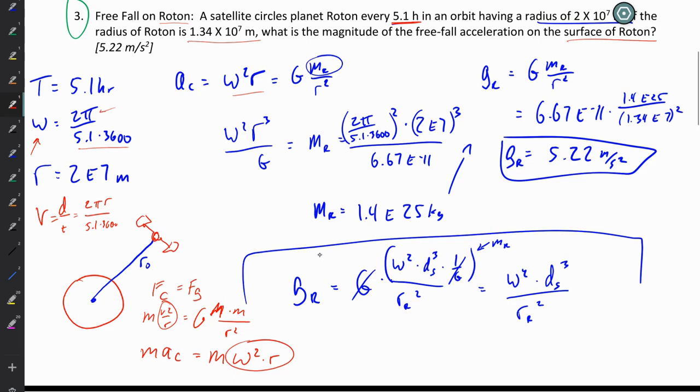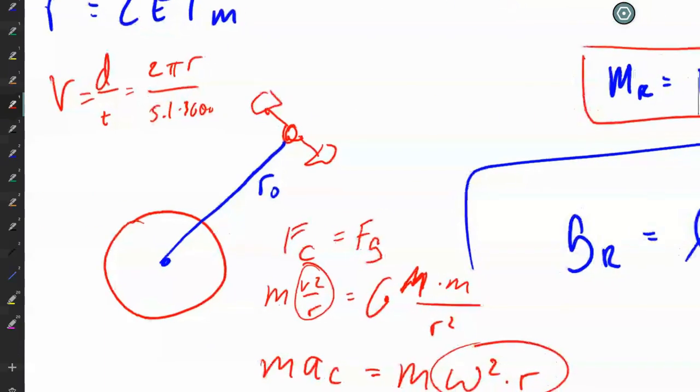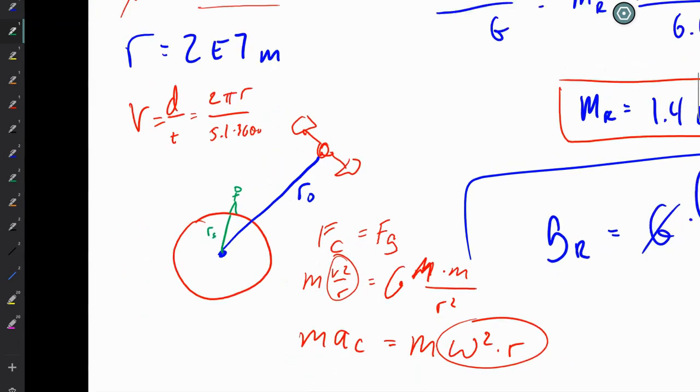alone. So we've got omega squared times r equals big G times the mass of Rotan divided by r squared, and do some algebra, work through, and we find the mass of Rotan. Because really, in order to know the gravitational attraction on the surface of a planet, you need to know only two things about that. You need to know the mass of the planet and the radius of where you are measuring. And so I'm going to call that the radius at the surface.